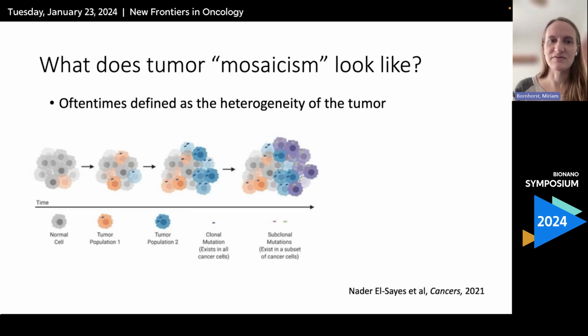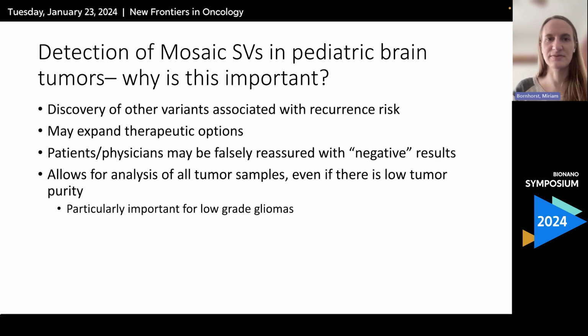So mosaicism is often defined as the heterogeneity of the tumor, and this is a really great picture showing mosaicism, where you go from a normal cell that then has a tumor population, that then can have a second tumor population and multiple subclones of mutations. And each one of these populations contributes to the tumor. So each one of them is actually important in terms of therapeutics.